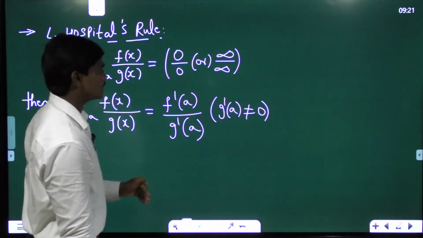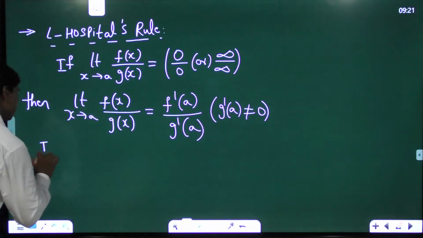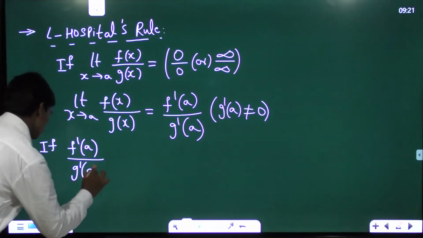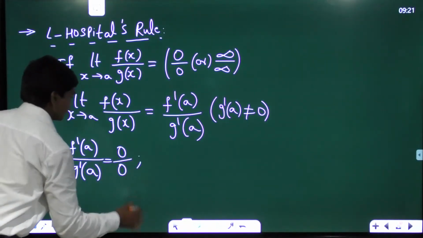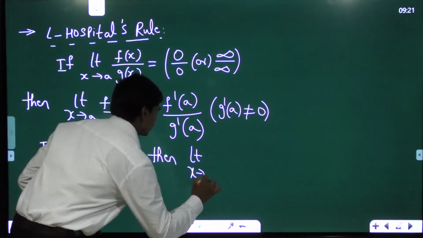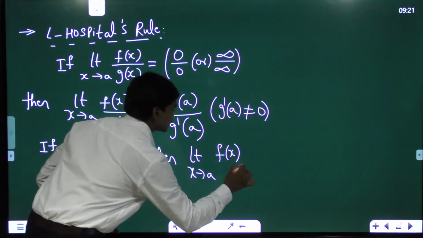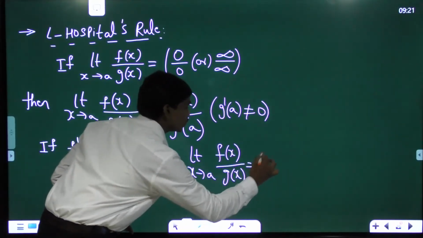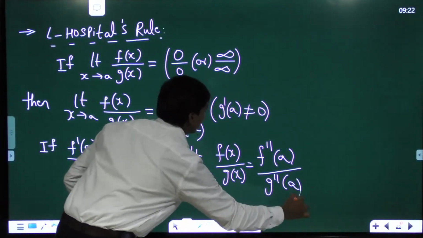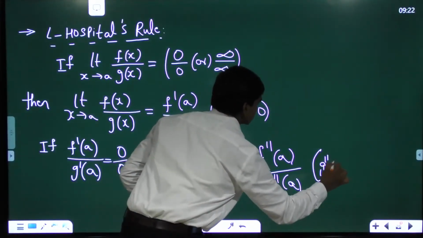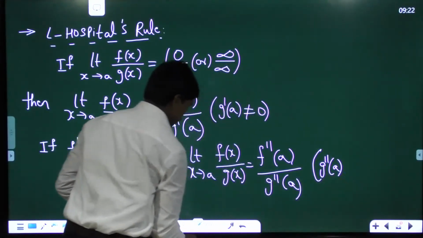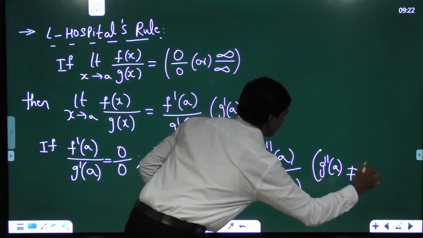Now, if once again you are getting this 0 by 0 form, means if f dash of a by g dash of a is also 0 by 0, then limit x tends to a, f of x by g of x is equal to f double dash of a divided by g double dash of a. And again, for writing this, your g double dash of a should not be equal to 0 alone.